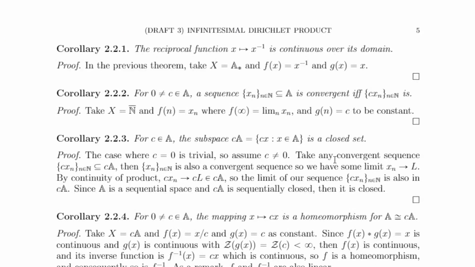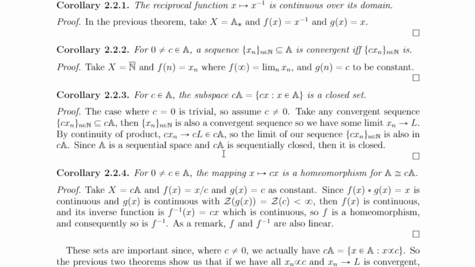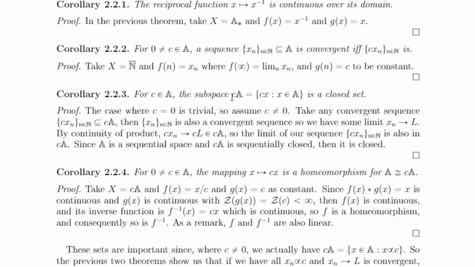The next one is sort of vaguely related to that. So the next 2 results, actually the next 2 corollaries, are based on these subspaces. We're going to take some constant c in our space A, and we're going to take this set of values where we just take all the things in A and we multiply them through by c. So the set of c times x, such that x is one of our sequences in A. And our corollary now is that this is a closed set.